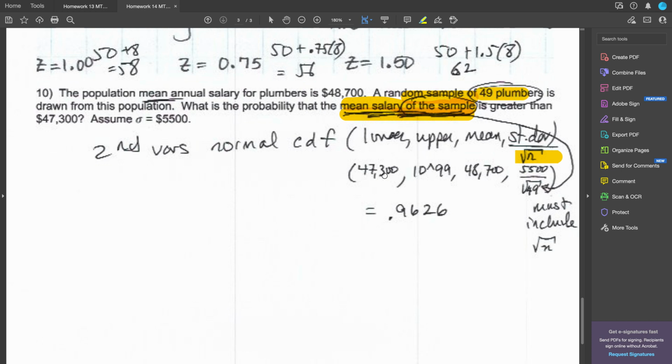So 47,300, you want to be greater than that, so that's the lowest number. The upper is 10 to the 99th. The mean is 48,700, and for standard deviation, we're going to use 5,500 divided by the square root of the sample size, which was 49. So divided by the square root of 49. Crunch those numbers, you get 0.9626. So there you go with the homework.